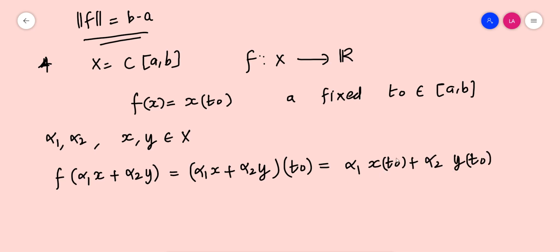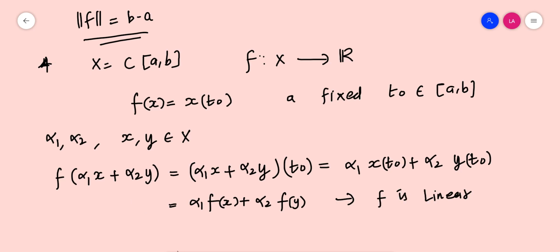Because alpha 1, alpha 2 are scalars and t naught is a point in the closed interval [a, b], we take the value of the functions x and y at the point t naught. Now x of t naught is f of x and y of t naught is f of y. So it should be equal to alpha 1 f of x plus alpha 2 f of y. From this itself, we can clearly understand that f is linear. So f is actually a linear functional.